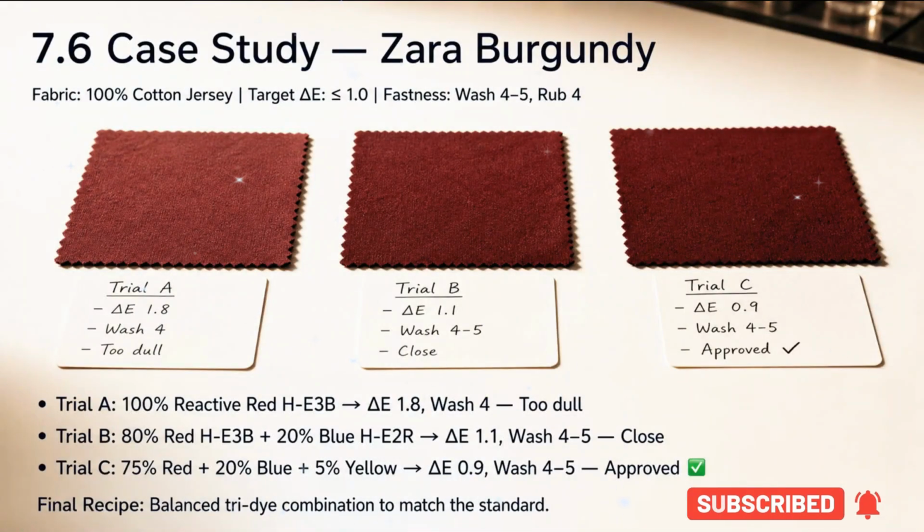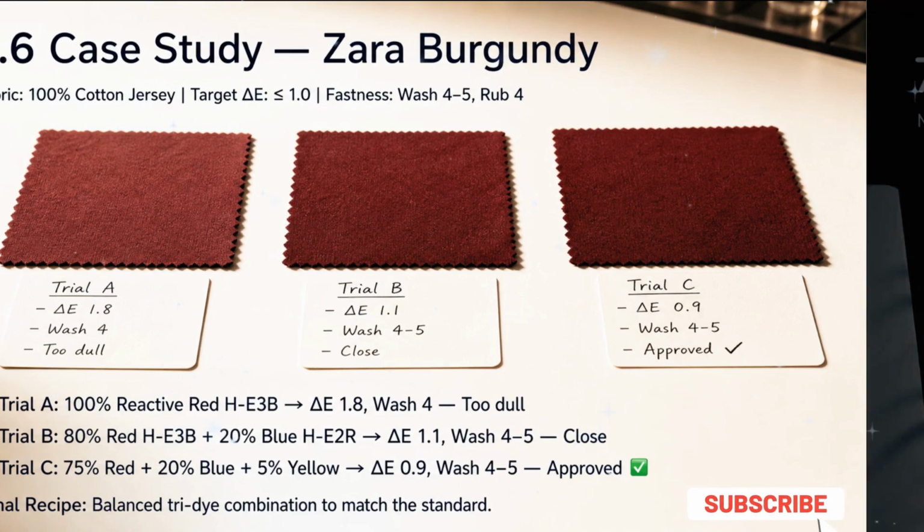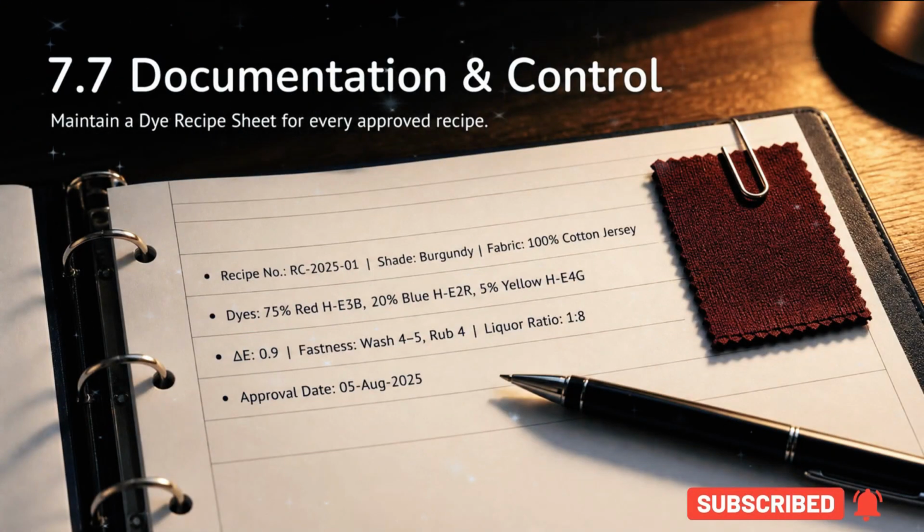In this case study for Zara Burgundy, we see 3 trials. Trial A was too dull. Trial B was close. Trial C, a balanced tri-dye combination, achieved the target delta E of under 1.0 and was approved. Documentation and control mean maintaining a dye recipe sheet for every approved recipe.